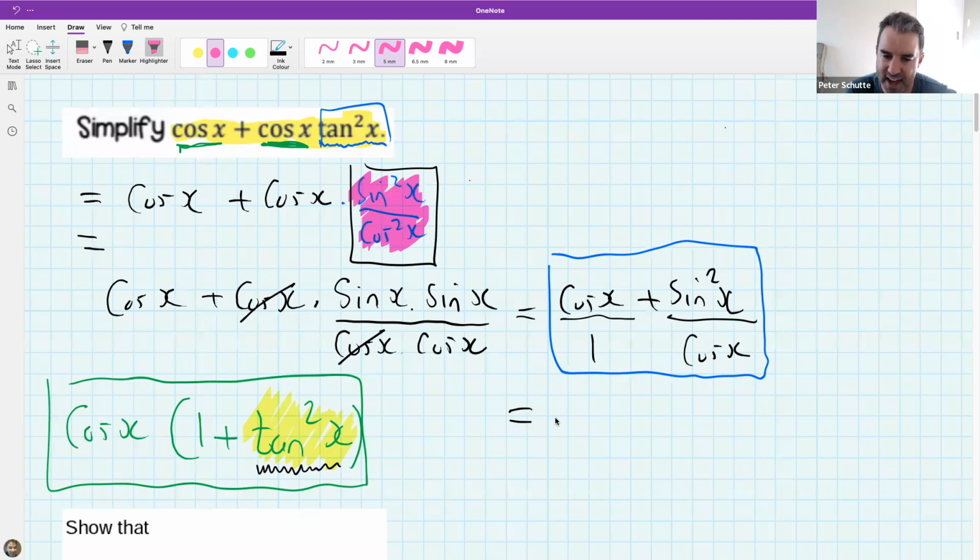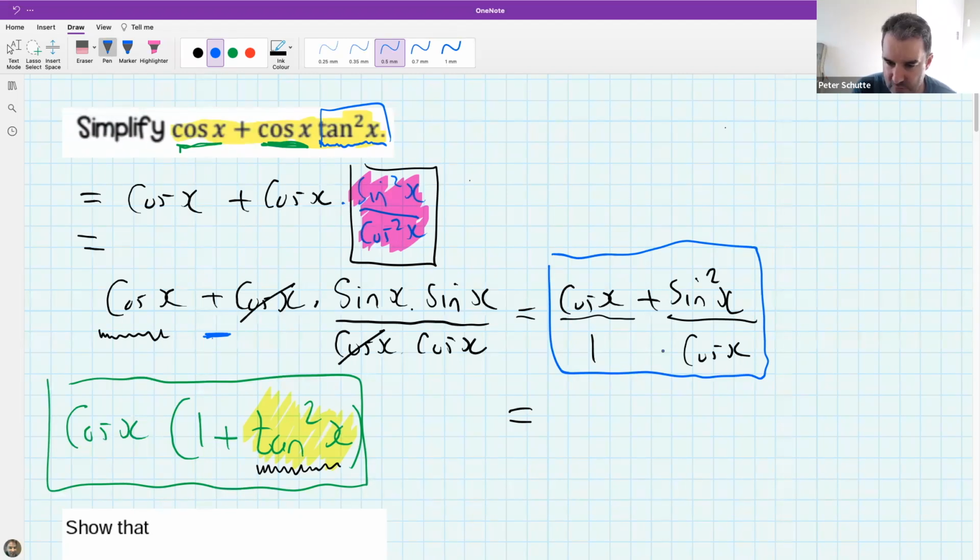Hello, sir. So I just wanted to ask, with the method you're doing, the second step that we did, why didn't we cancel the other cos, the one at the bottom and the one on the left-hand side? Okay, the problem is that this cos x is a separate term, and so we can't touch that cos x over there because it's separated by the plus sign. Okay, sir.